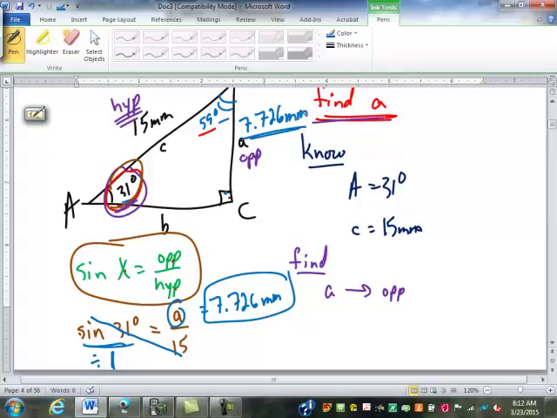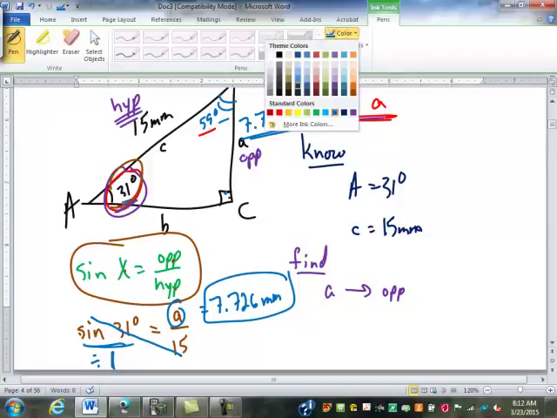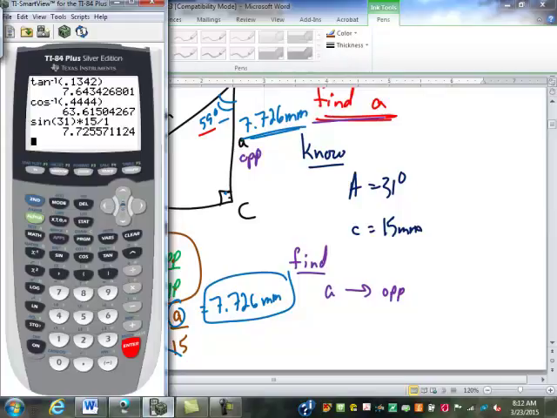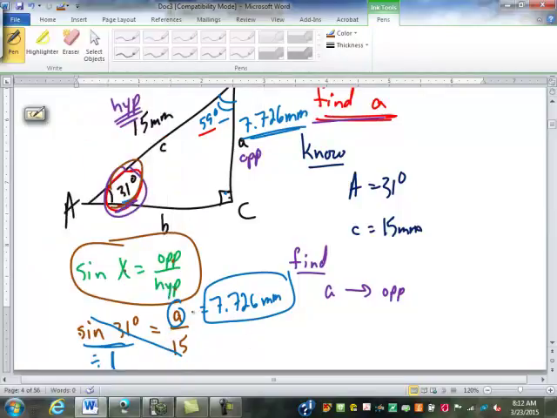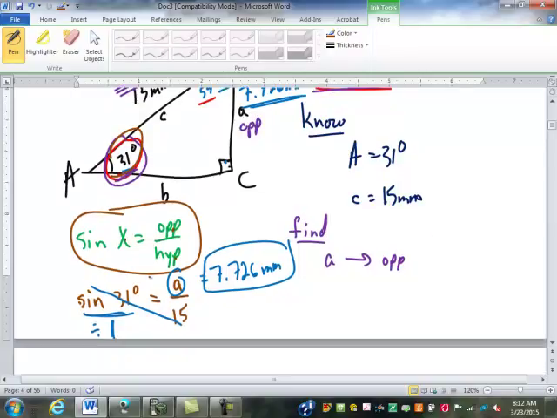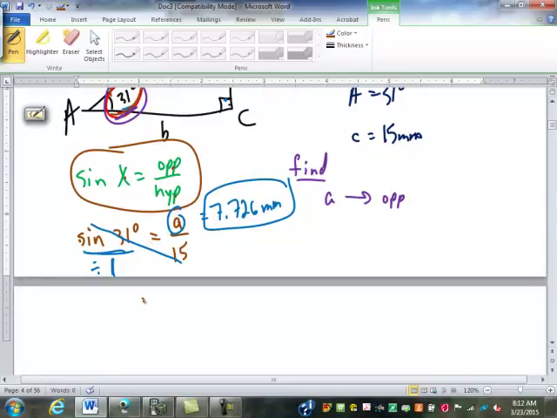No? I'll give you a second. So sine of 31, make sure you close the parentheses. 31. Close parentheses. Then divide by 1.